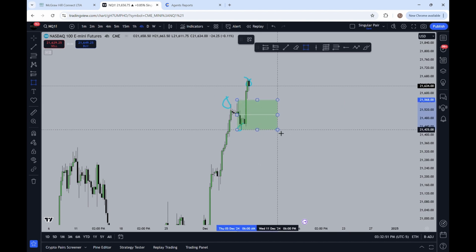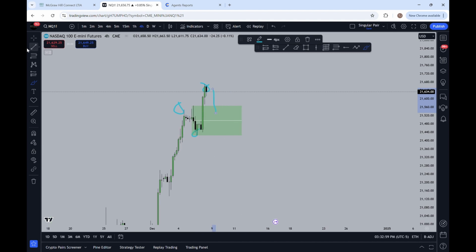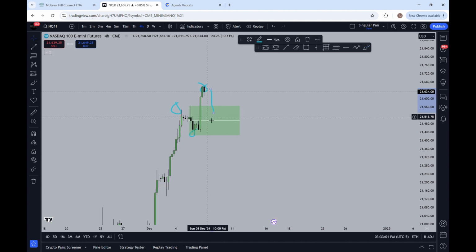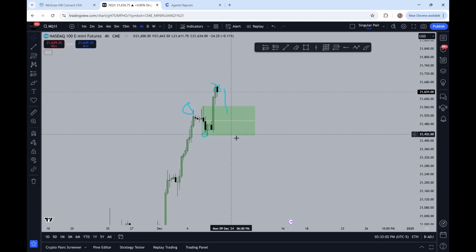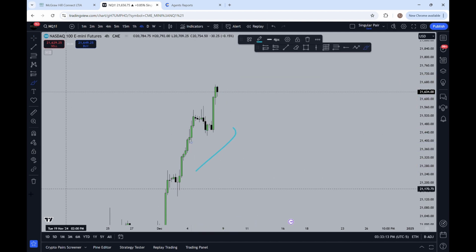I promise you, price is going to get in here. It's going to do two things. Look at this. See this mitigation zone? What's inside of this mitigation zone right here? Boom. Fair value gap. Simple. We definitely see this going higher, right? Or, what do we have down here? Sorry.